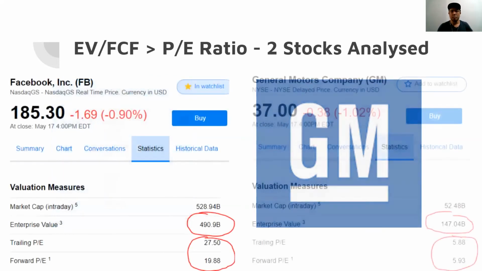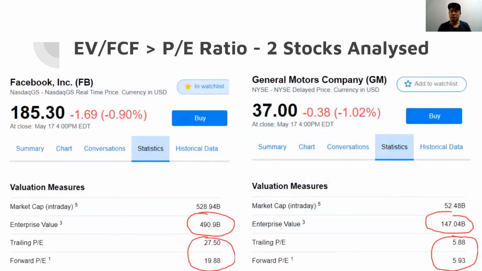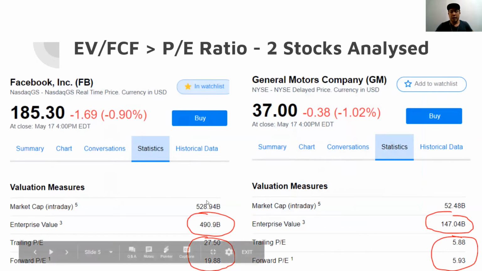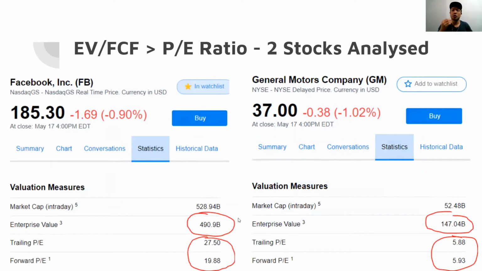So as you can see, I've pulled up their initial statistics. And already you can see over here that the Facebook enterprise value is lower than the market cap. Now that's a good thing. And the reason being is because enterprise value includes all the debt and anything else that could affect you as the shareholders being paid, right? It might be minority interests, it might be preferred stock, it might be anything. So what you actually want is an enterprise value that's lower than the market cap, rather than in the case of General Motors, the enterprise value being higher than the market cap.